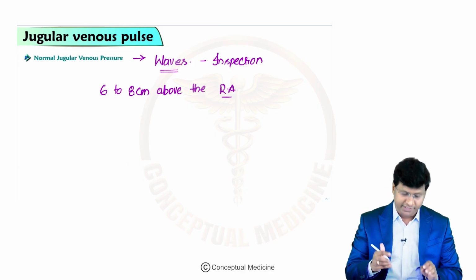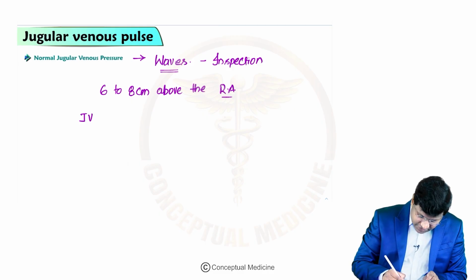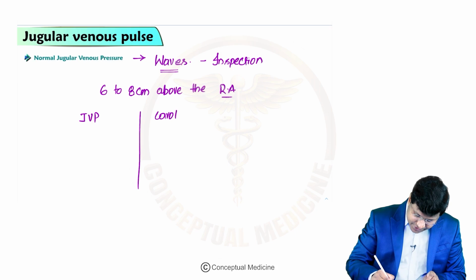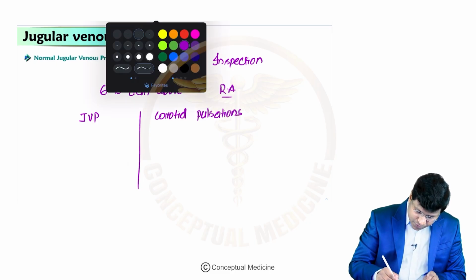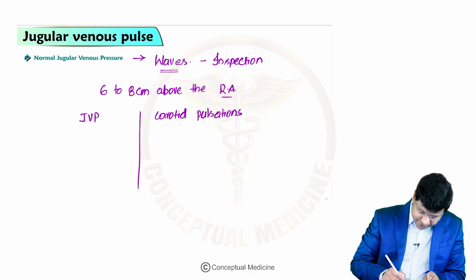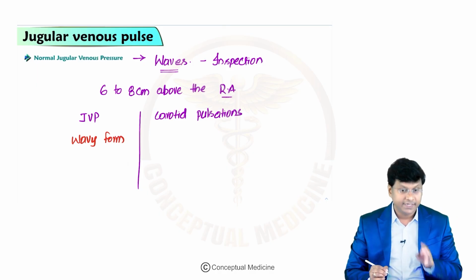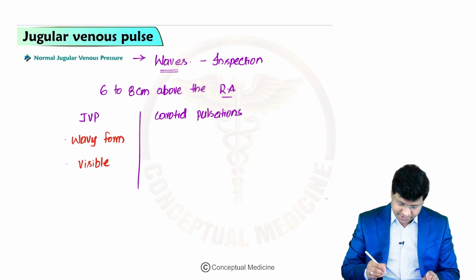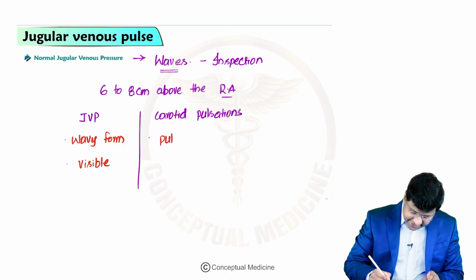See, what is the very important difference between the jugular venous pulsations and the carotid pulsations? Let me discuss the differences between these two. If you observe the jugular venous pulse, it is wavy in nature, and it can be visible, whereas the carotid pulsations are pulsatile in nature.